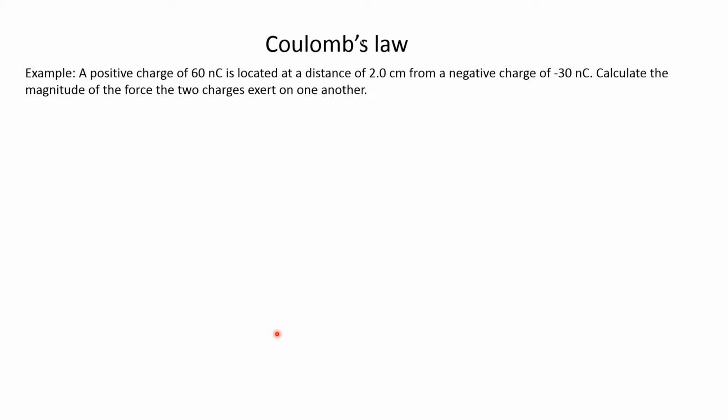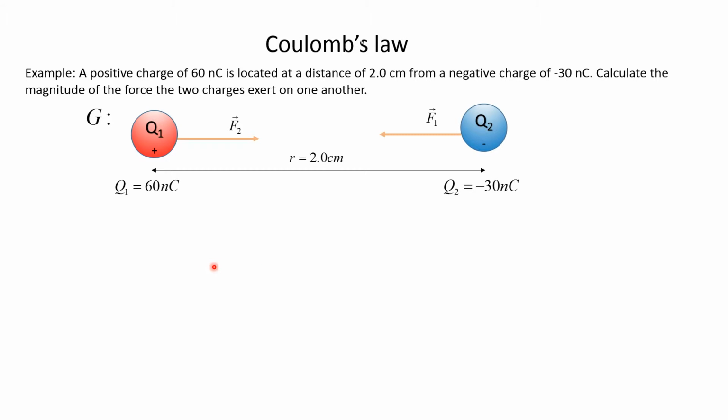A positive charge of 60 nanocoulombs is located at a distance of 2.0 centimeters from a negative charge of minus 30 nanocoulombs. Calculate the magnitude of the force the two charges exert on one another. Given is this situation, we have Q1 and Q2. They exert a force on one another. Their distance is 2.0 centimeters. Q1 is 60 nanocoulombs, Q2 is minus 30 nanocoulombs.